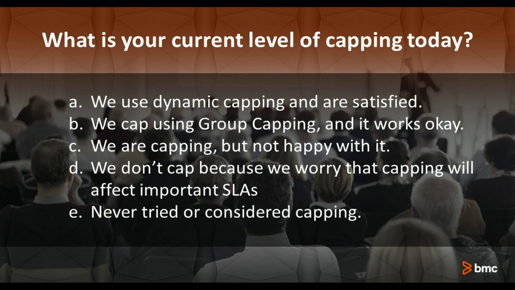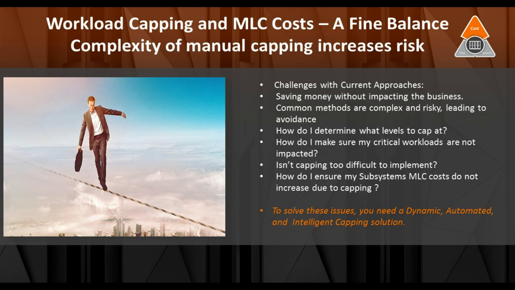All right. So looking at the results, we see about maybe 40% of you are using capping of some sort, maybe group capping, and then we have another 30% or so that don't want to necessarily cap because they're afraid of actually impacting SLAs or high importance work. And so that's kind of what we've seen in the marketplace as a whole. Because generally, people start capping in an effort to reduce those MLC costs. So how do I do that? How do I set a cap to reduce the overall MLC cost?